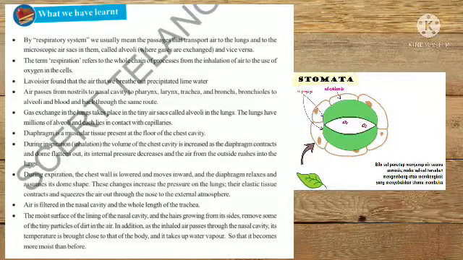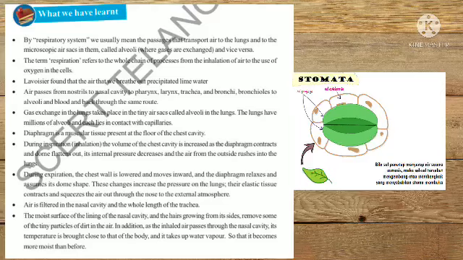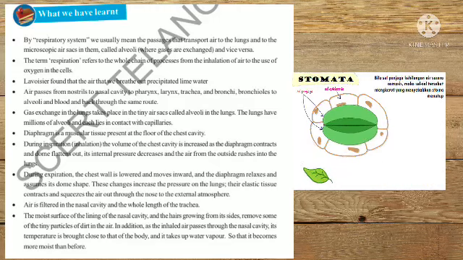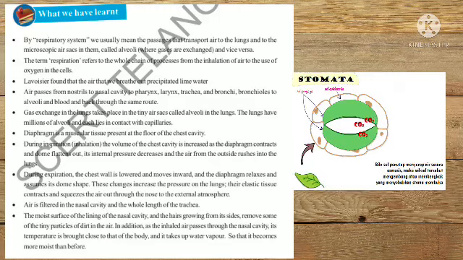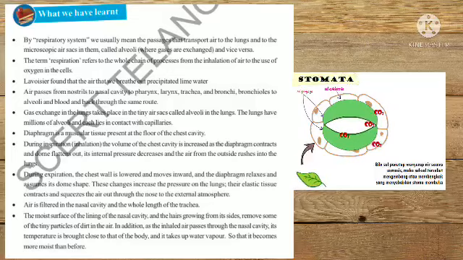Here are the points that we have come across, what we have learned from the lesson. By the respiratory system, we usually mean the passage of transportation of air into the lungs, where there are microscopic air sacs called alveoli, and vice versa. So we have already come to know that the respiratory system is not just a passage of gases. Gas exchange takes place in organs present in the lungs, microsac-like structures called alveoli.